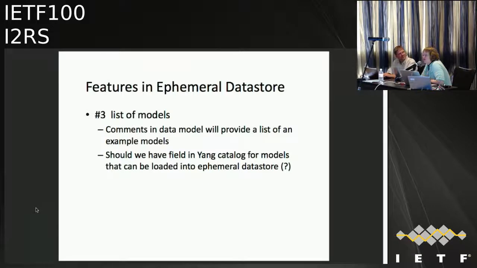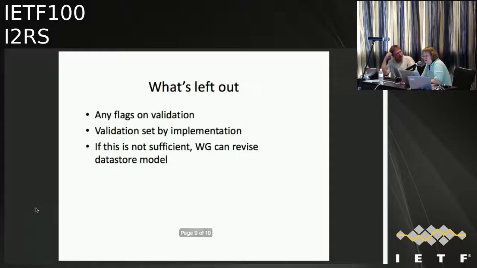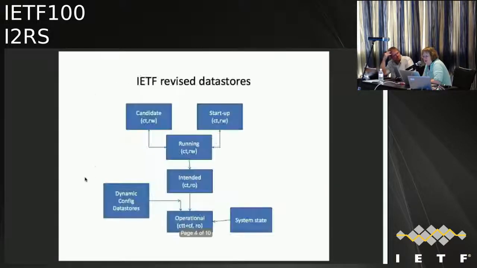And the last thing that's in the current model, it's very short. It looks like the revised data store example is a list of models, just simply in a comment. These are the ones. But it is anticipated you would then put comments. What's left out? Any flags on validation or validation by implementation? I believe my estimate when I went through all the requirements in the IETF requirements is that the revised data store provided enough information on specifying validation. So that's all it is. It's fairly short.